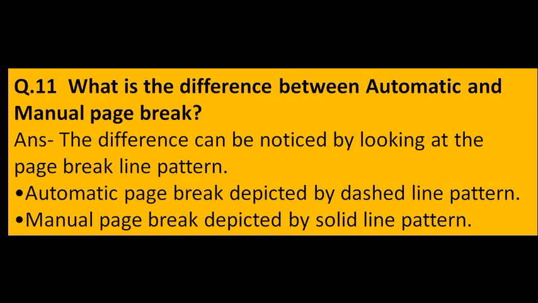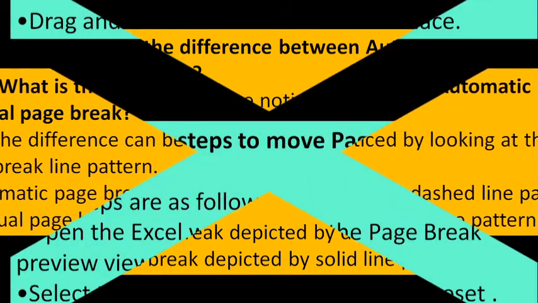Question number 11. What is the difference between automatic and manual page break? The difference can be noticed by looking at the page break line pattern. An automatic page break is depicted by a dashed line pattern and a manual page break is depicted by a solid line pattern.